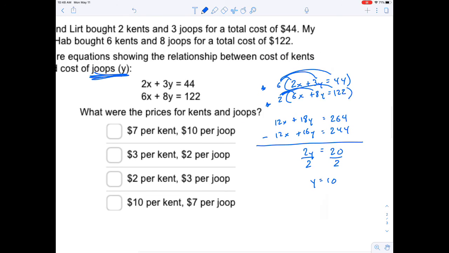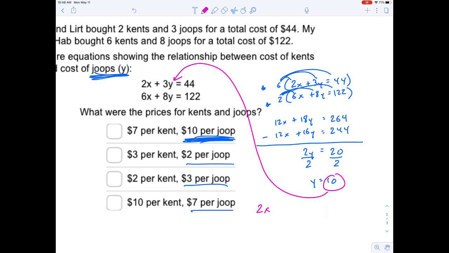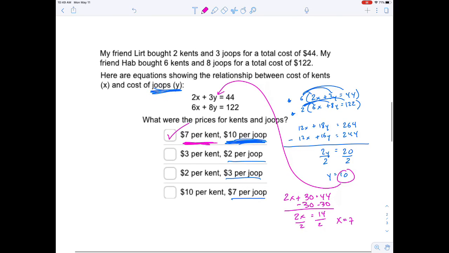Y's were dupes. So I'm looking for dupes that are 10. 7, no, 3, no, 2, no, 10. So this must be it. And as before, if I want to be thorough because I'm a math teacher and I do that sort of thing, put the 10 in the y spot. So 2 x's plus 3 10s is 44. 2x is 14. Divide both sides by 2, and I get x is 7. And that shouldn't surprise me at all that my other number is 7. So check and done. Once again, pause the video if you need to.